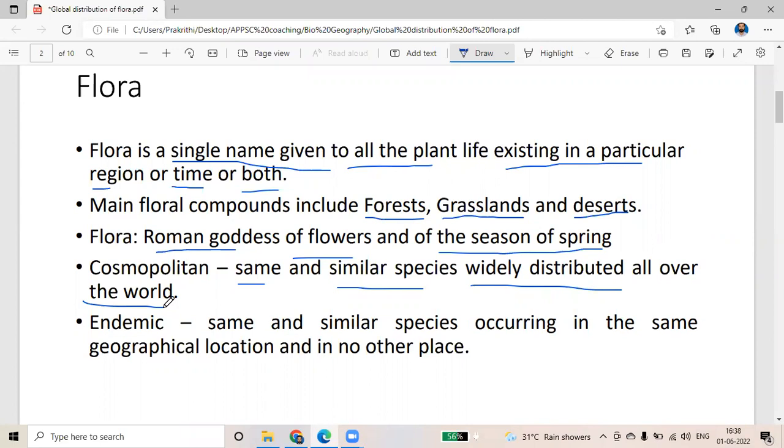कुछ plants तो ऐसा होगा that is being seen everywhere, cosmopolitan. But some तो ऐसा होगा it is rarely seen in other places. That is endemic. So what is flora? Flora है all plants का एक group, particular region. But within this, it can be divided into cosmopolitan and endemic.